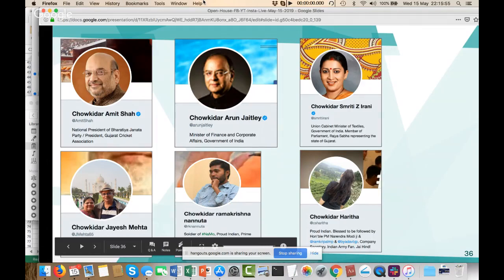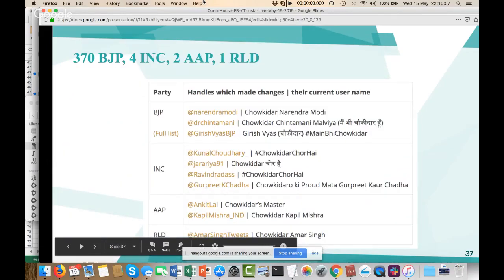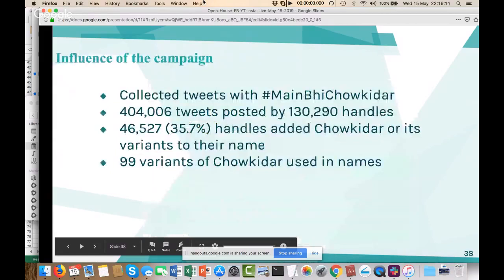So here are the users who have actually changed their names. If you have this data, you can actually ask these questions in different ways: political parties, number of people who changed, non-political parties, all of that you can analyze. So, collected tweets. What did we do? We started looking at Main Bhi Chowkidar as a hashtag. We collected all the tweets from Twitter about Main Bhi Chowkidar.